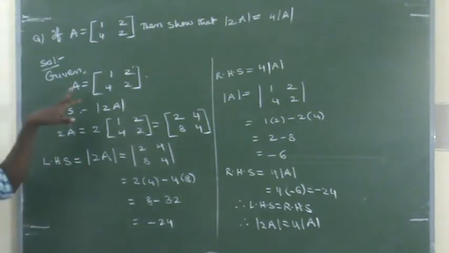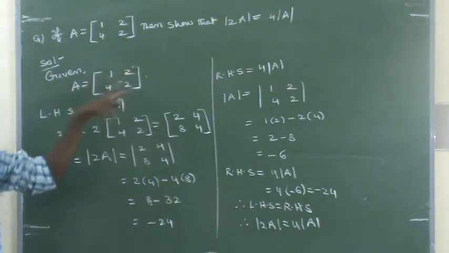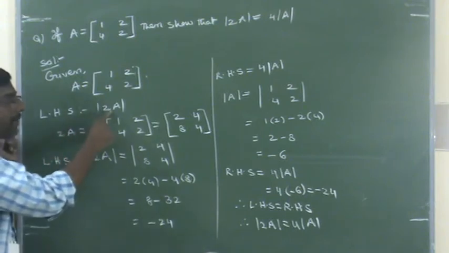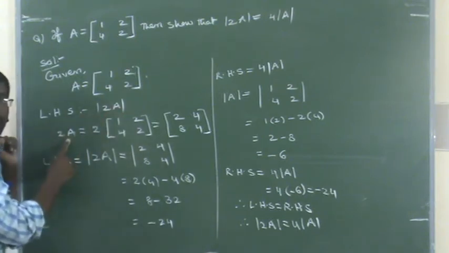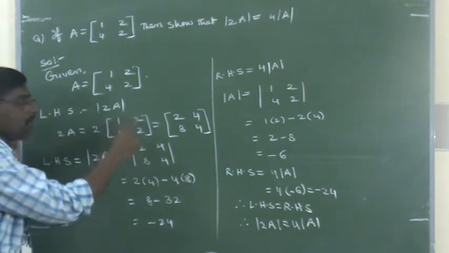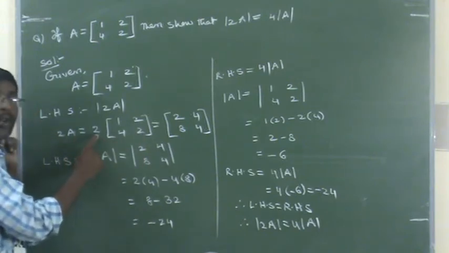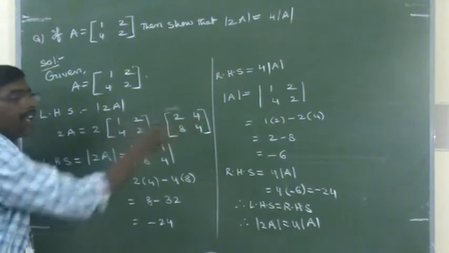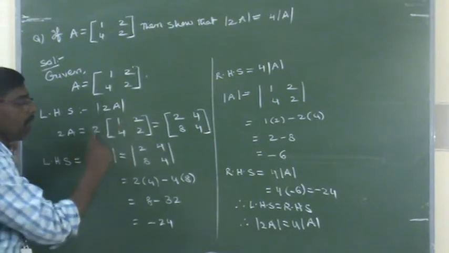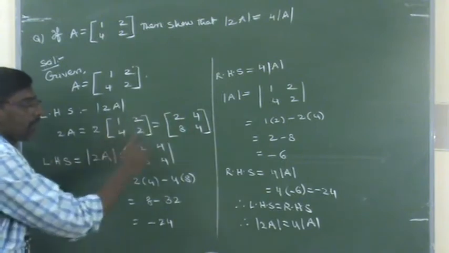So again, I am teaching it once more for you. Remember, the given matrix is A equals 1, 2, 4, 2. In this condition, first to find LHS, the determinant of 2A, we first find the value of 2A. 2A means 2 times the matrix 1, 2, 4, 2. This is scalar multiplication of a matrix. The scalar 2 is multiplied with all the elements inside the matrix: 2 into 1, 2, 2 into 2, 4, 2 into 4, 8, 2 into 2, 4.